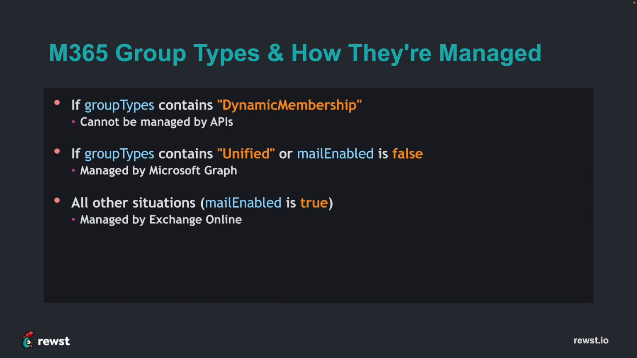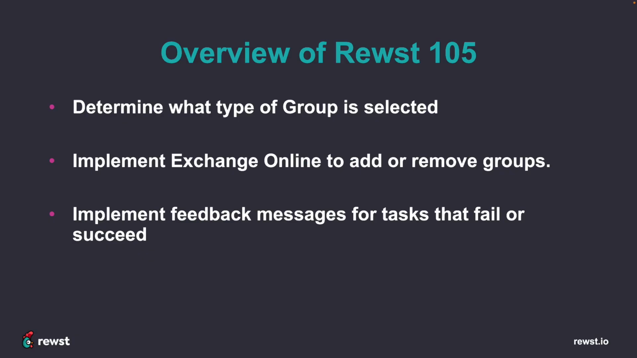What we'll be doing in our exercise is implementing this type of logic using a no-op. We'll be checking the group types attribute and seeing what's contained inside of it. Based off of what's contained, and whether mail enabled is true or false, we can determine whether to use Microsoft Graph or Exchange Online. So as an overview, we're going to determine what type of group is selected. We'll implement Exchange Online to handle the groups that can only be managed by Exchange Online. And then we're also going to be implementing feedback messages for our tasks that fail or succeed. Let's go ahead and jump into our exercises.